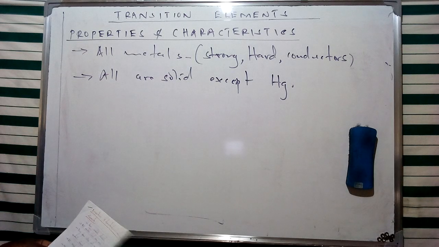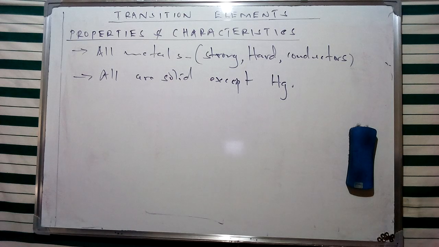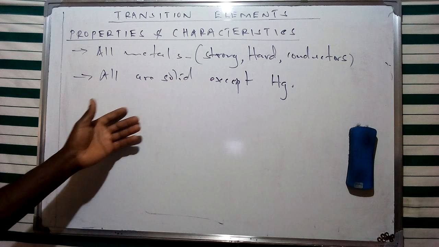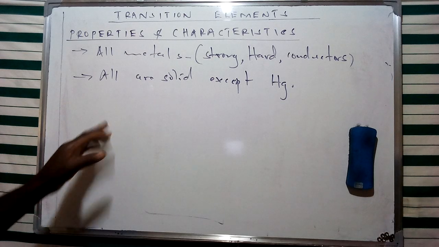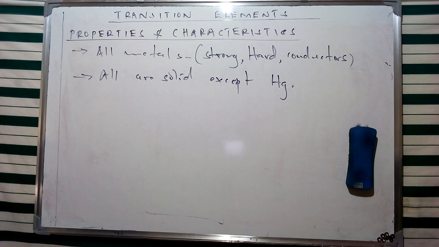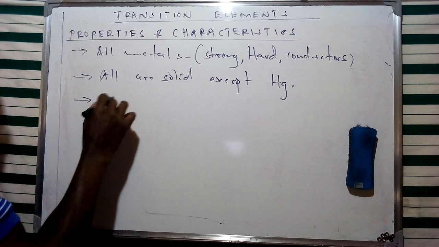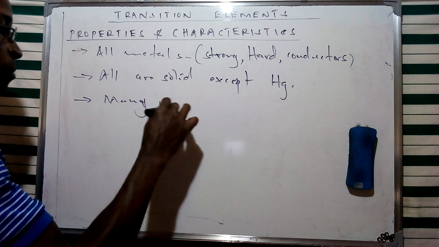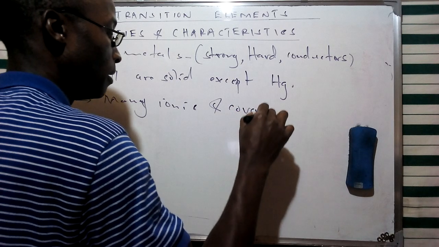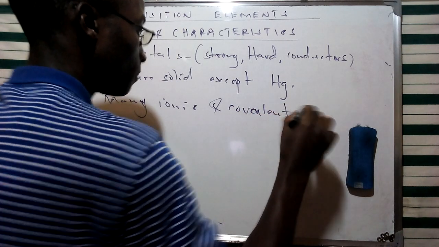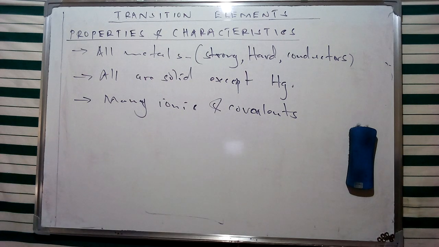Also, we're going to see that many ionic and covalent compounds that are formed by these transition elements, in one or some of their states, are going to have some kind of a color. So the ionic compounds and of course the covalent ones which are formed by these elements are going to be colored in one, if not all, of their oxidation states, as we're going to see.